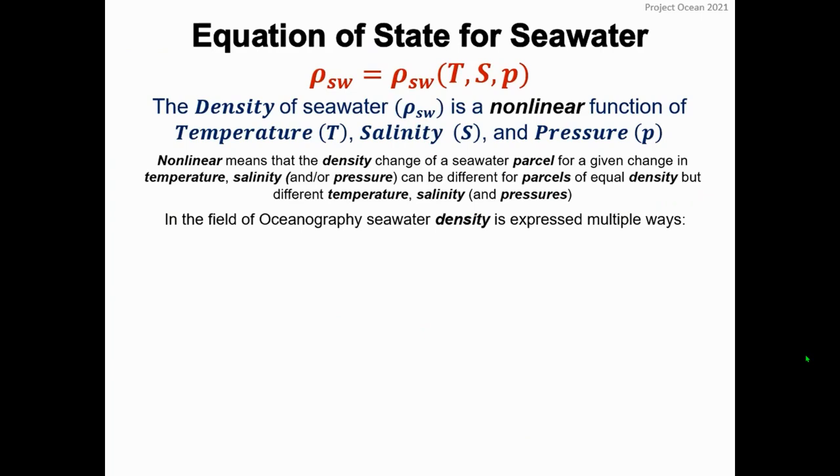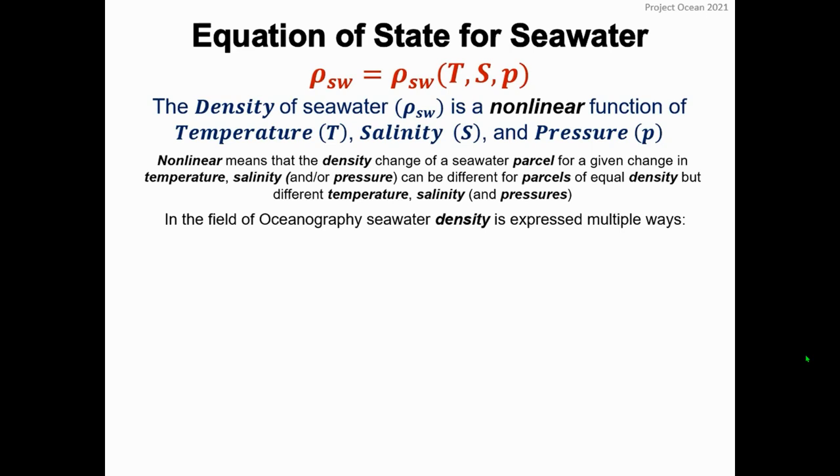Putting it all together, in other words, the combined effects of temperature, salinity, and pressure gets us something called the equation of state for seawater. Now, the actual equation of state for seawater is a pretty long and complicated equation. I'm not going to show you that in the Project Ocean course. What I want you to know is density of seawater is a nonlinear function of temperature, salinity, and pressure.